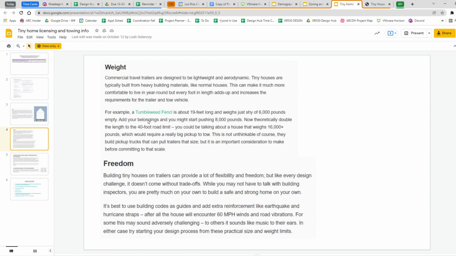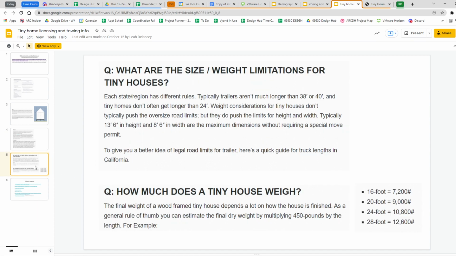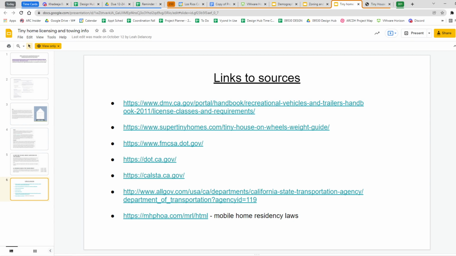this Tumbleweed group is pretty cool. They have some of this stuff. Size and weight limitations. You know, it's about 10,000 pounds for a 24-foot tiny house, and a bunch of resources. So this is again some fantastic work that goes along with land planning and a submittal.